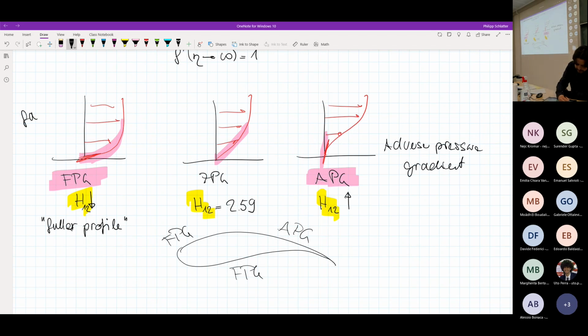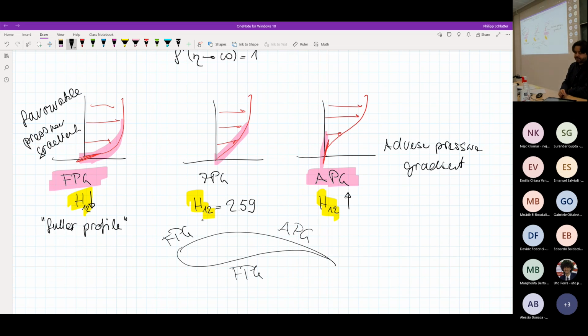And this would be favorable pressure. So FPG and APG, that's kind of standard words or standard abbreviations that we use.